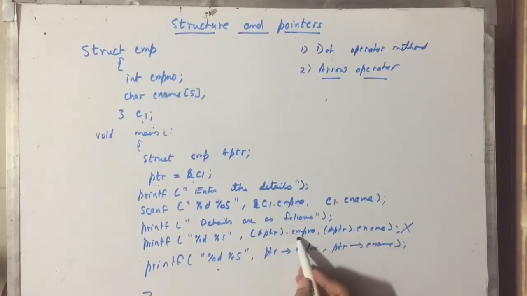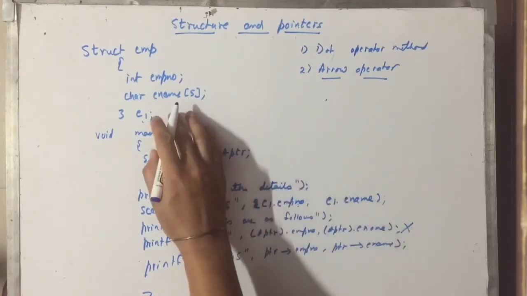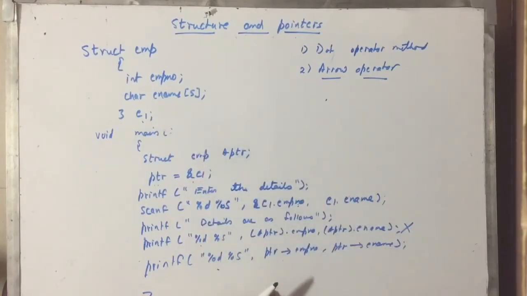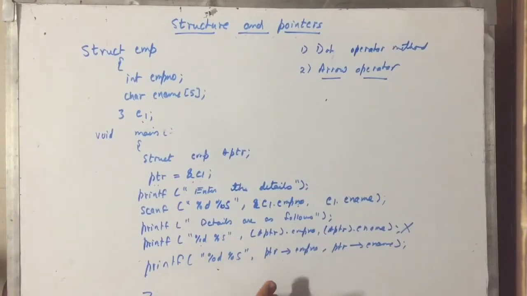So this is the way of the dot operator method, and this is the way of the arrow operator. Instead of the dot operator we can use the arrow method also. Here we are not using star or the dereference operator, we are directly using the arrow operator to show the content of empno, and here we are showing the content of ename, that is the character array. So this is a small compact example which is demonstrating the structure and pointer concept, how structures and pointers are related to each other.